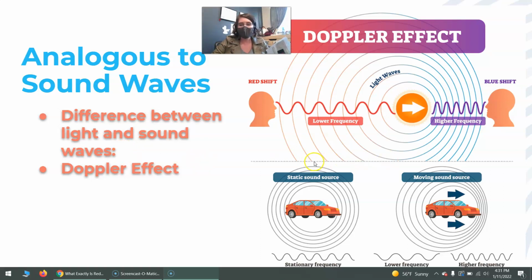Okay, here's what happens in the Doppler effect, and I know you've heard this before. When there's an ambulance coming towards you, you can probably tell. The way you tell is because the pitch starts getting higher.